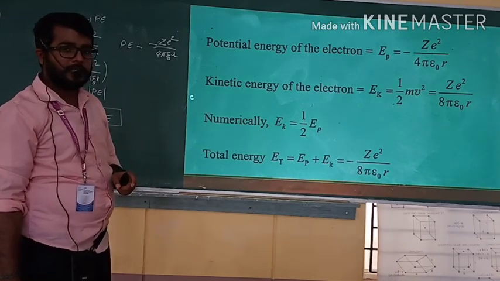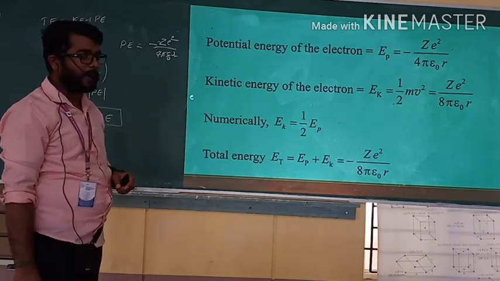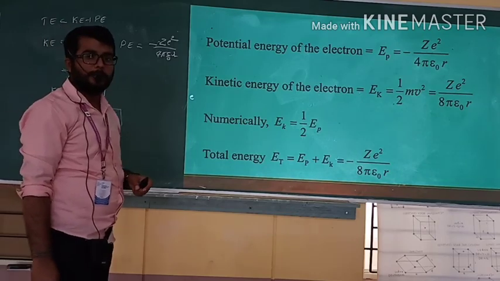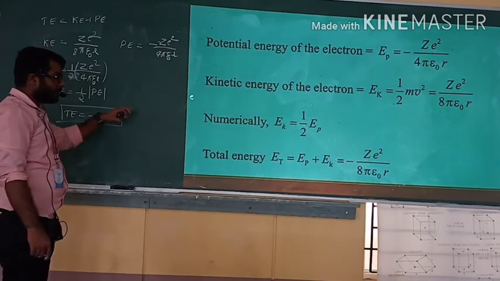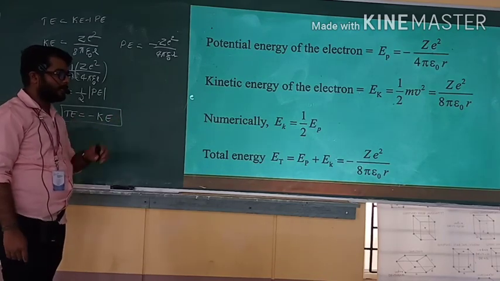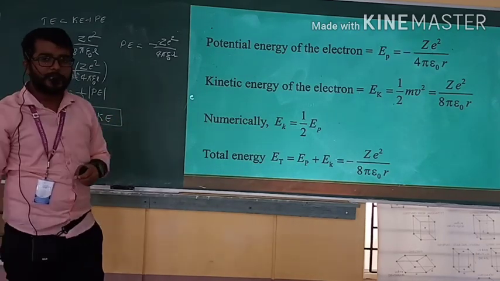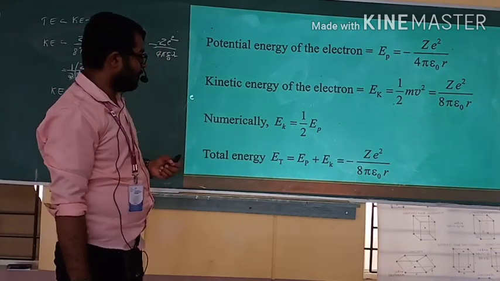So while seeing this final result, you can say minus Z square divided by 8 pi epsilon R, that value itself is the kinetic energy. When you substitute, you are getting the total energy is equal to minus of kinetic energy. So that is an important result.